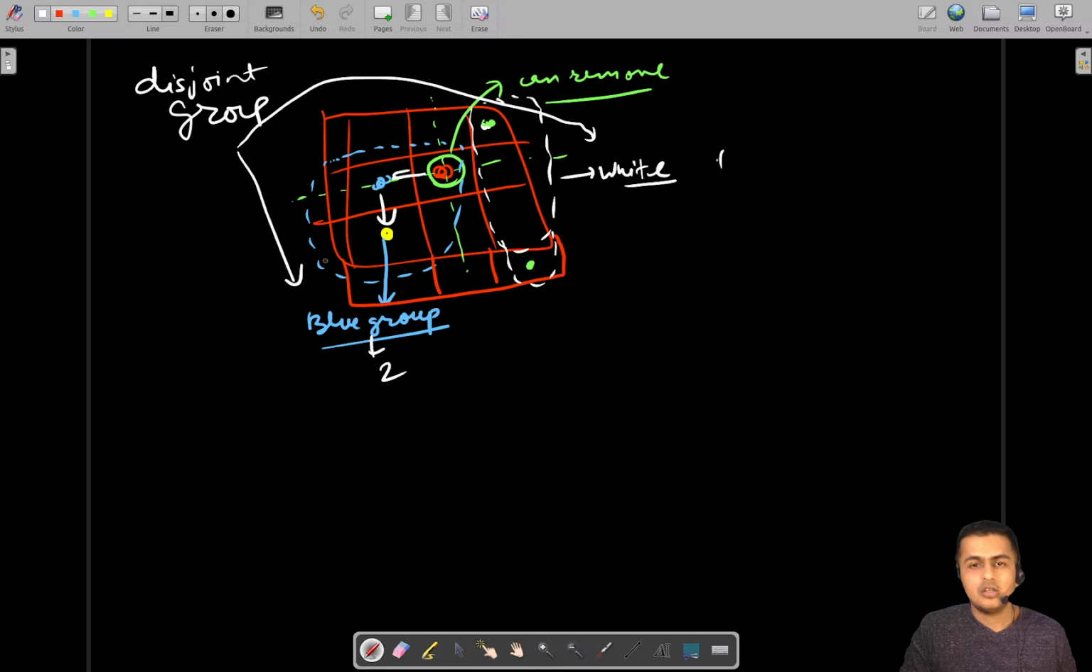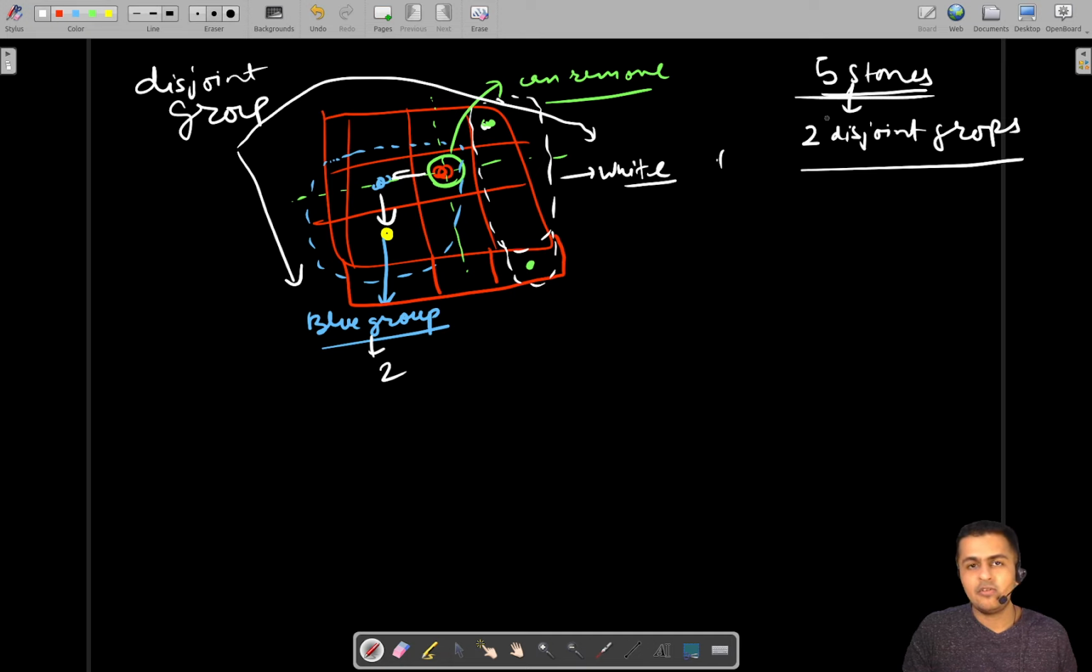So as we can see on the grid right now, there are five stones, and those five stones can be converted into two disjoint groups. Since there are two disjoint groups, each disjoint group will have one remaining stone. So if you subtract the number of disjoint groups from the number of stones, then you will get the maximum number of stones that you can remove from the current stones present on the grid.